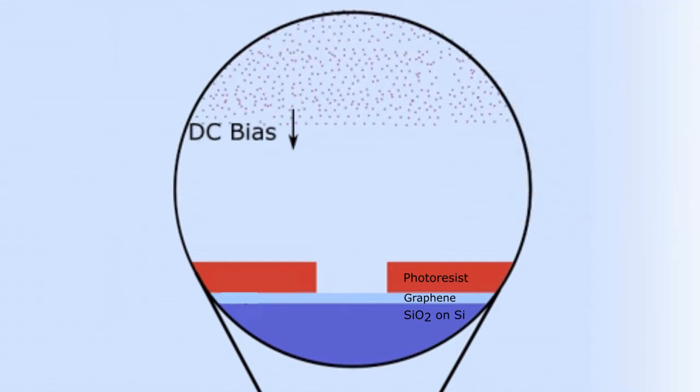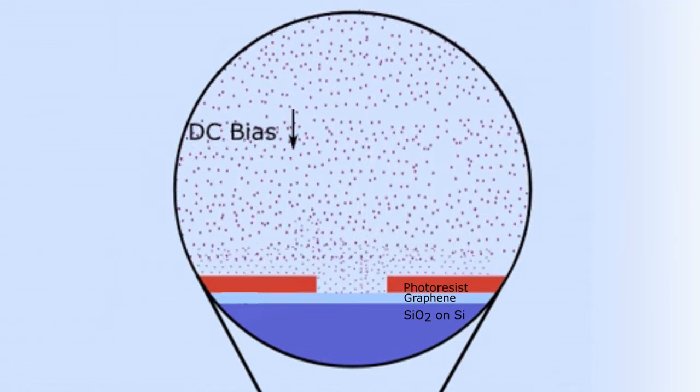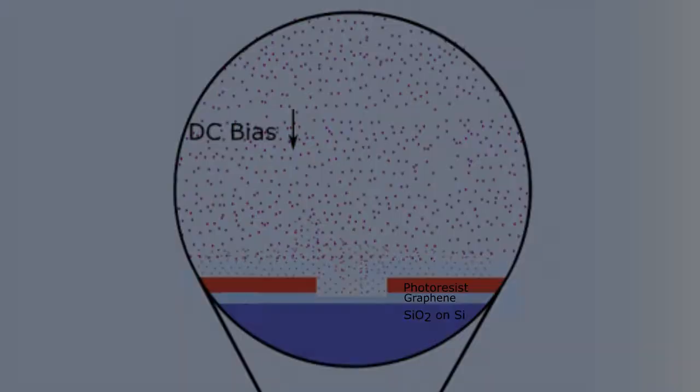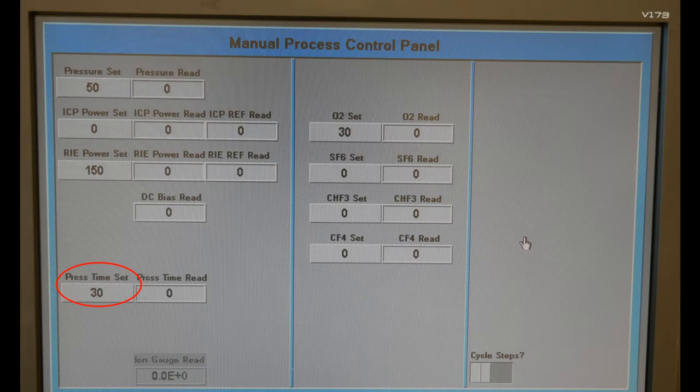While this etch will also remove photoresist, which is carbon-based, the graphene layer is only a single atom thick, much thinner than the resist layer at 500 nanometers, so selectivity is not an issue in this case. The process is short at 30 seconds, and parameters are selected to ensure the etch rate is low, as there is not much material to be removed.